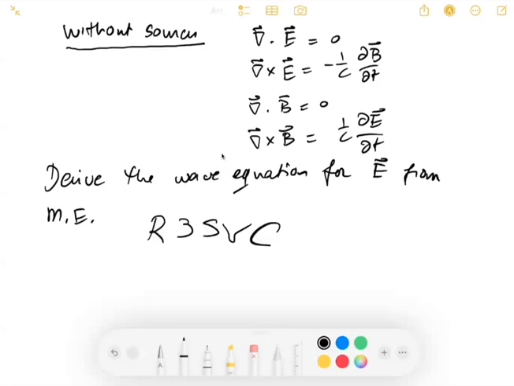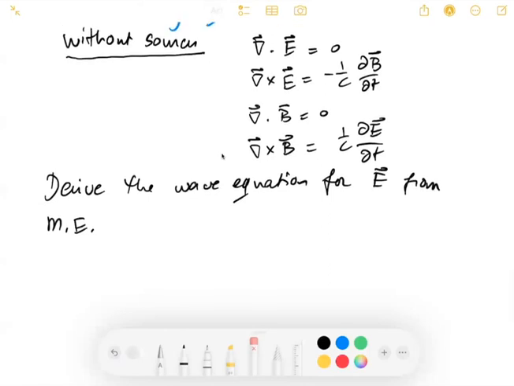All right, so it's not that complicated. If you look at this, what you want to do is get a wave equation, which means you want to get a differential equation only for the E field. So you want to take some kind of operation that you apply on some of these equations, such that parts of these equations start to look like other parts of the equation, and then you can substitute one into the other.